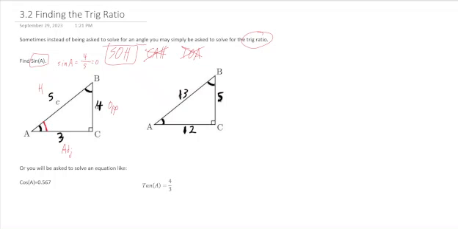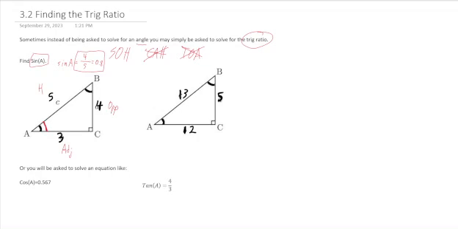We can leave it like that as a fraction, or depending on how the question is worded, we may have to give a decimal answer. So this is what it would look like. Okay, I recommend pausing the video now and trying it for yourself.